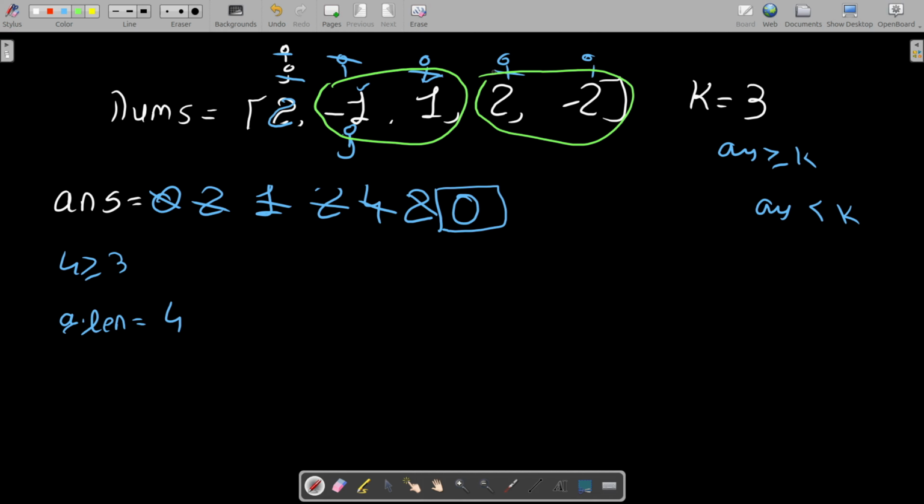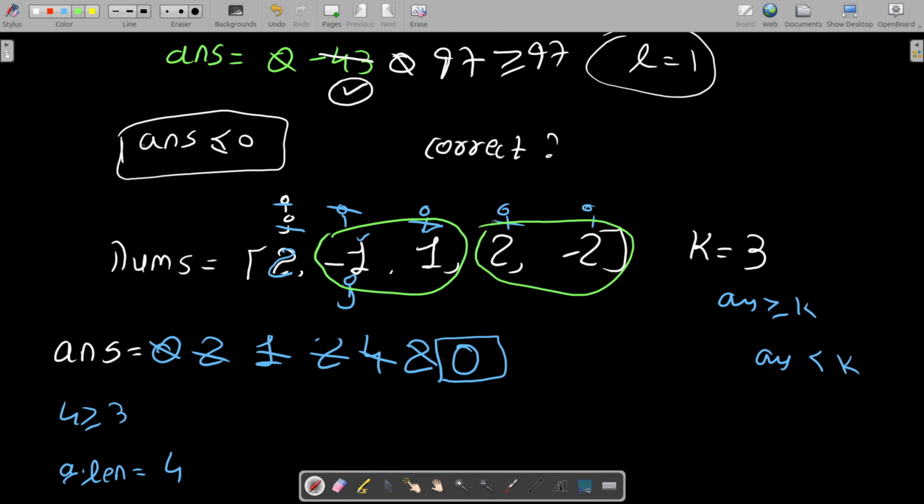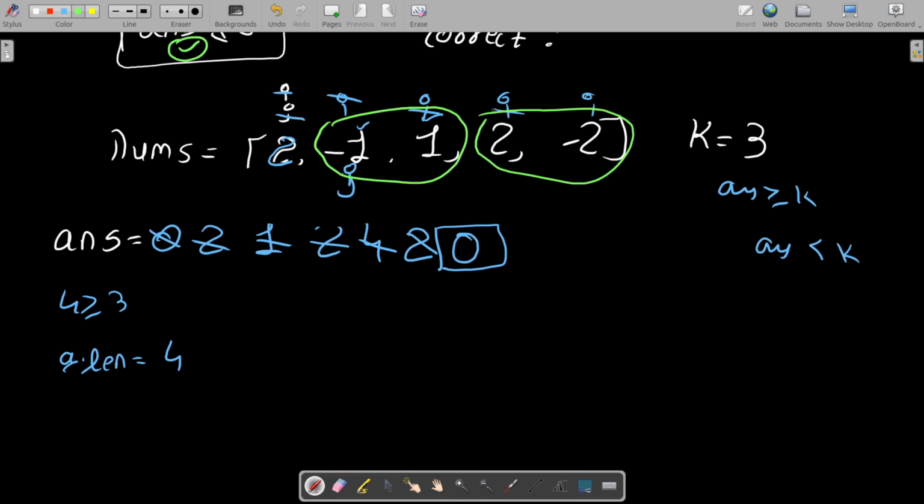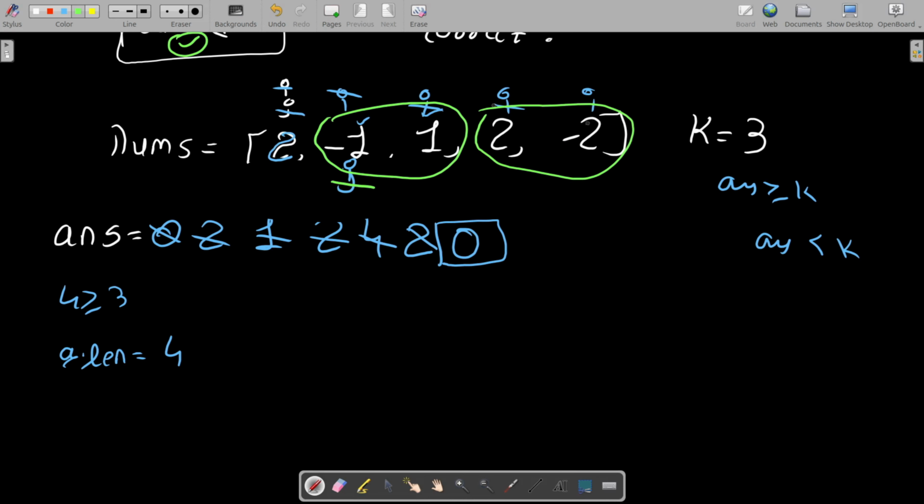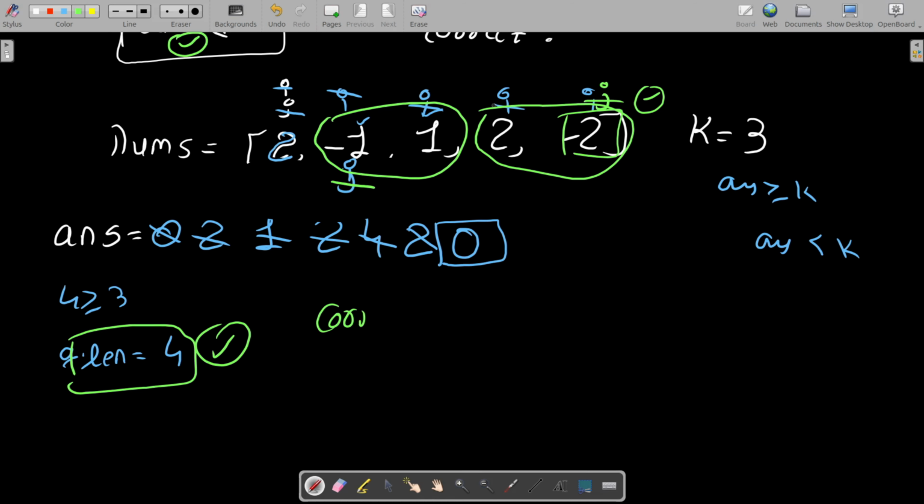And what was the rule? That whenever the answer goes to less than or equal to 0, we would take our j pointer at the last position, and I and j equal to here, and -2 is not possible and both go outside of the window or the array. But our answer is correct, that we got the length as 4. Think about it. Is our answer correct?